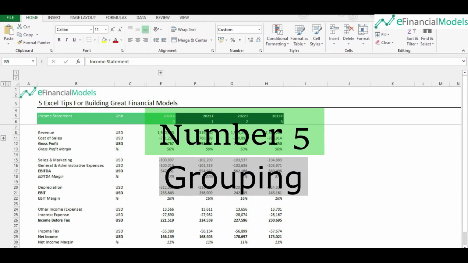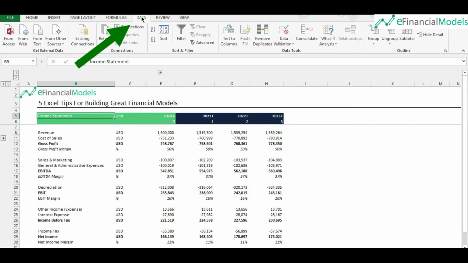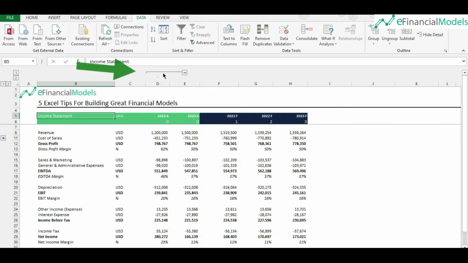Number 5. Grouping. Grouping columns and rows is important in building a well-organized and structured financial model. You can find this in the data section of the ribbon. This is a better way than hiding rows and columns. By grouping your data, the worksheet can easily expand to show you information you want to display. You can group rows and columns. For example, you can group historical years or group revenue for each business segment.